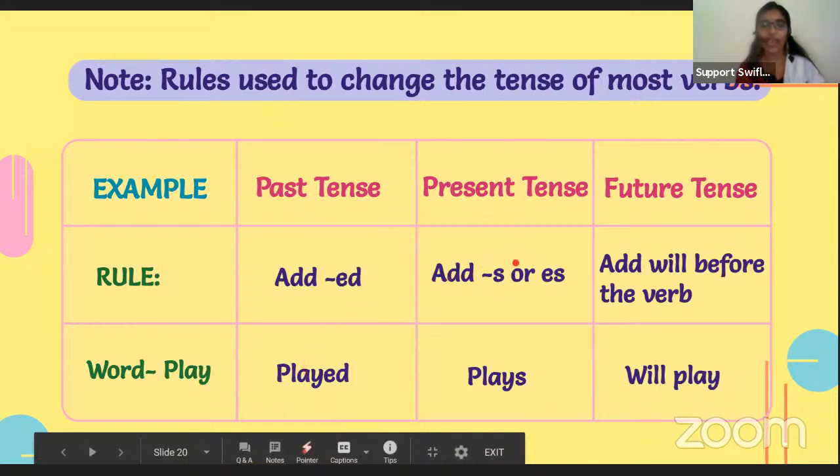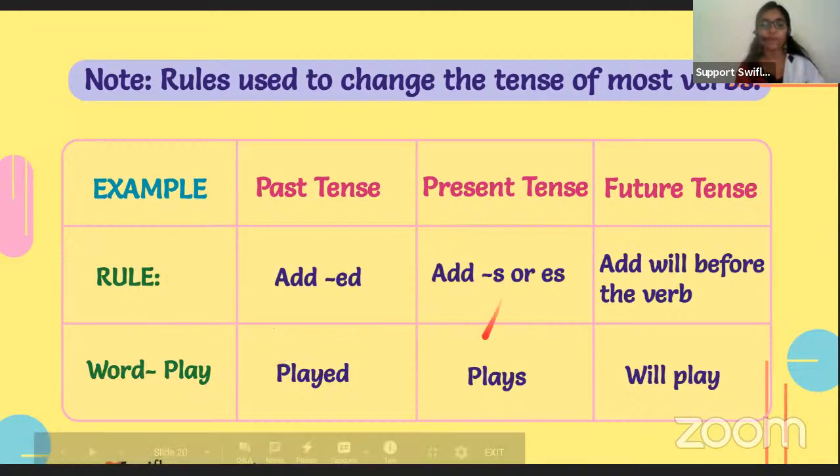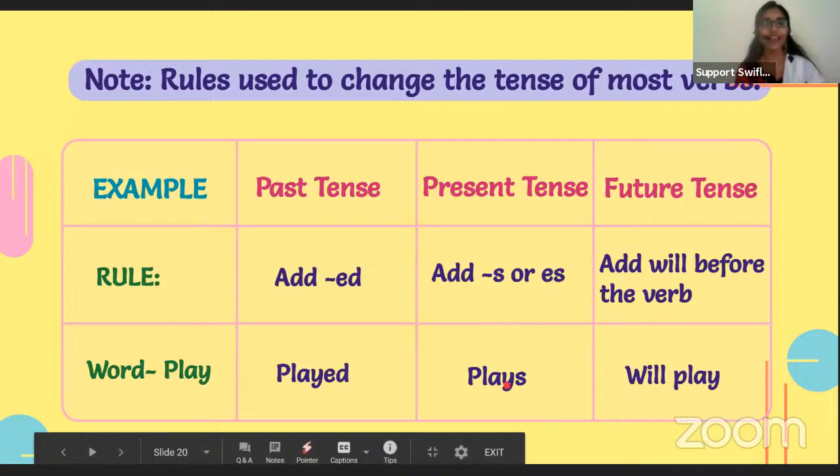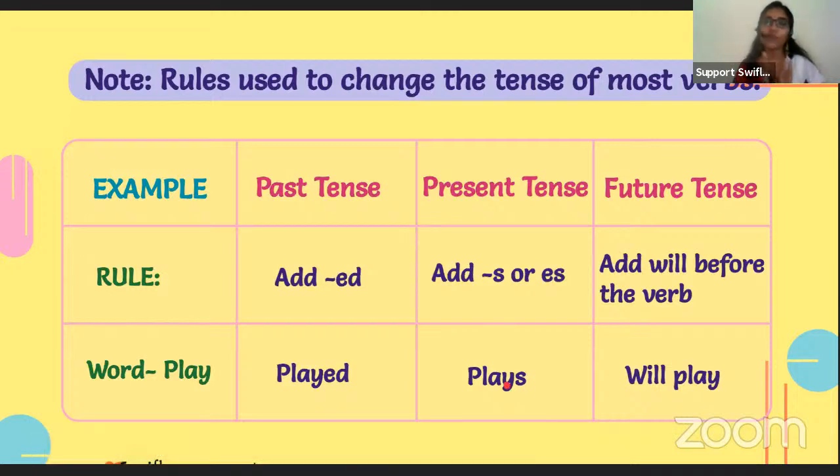And in the present tense, we add s or es. The word is play here again. So plays. And again now, the future tense. What will we do? In the future tense, we will add will with the verb. So it will become what? Will play. I hope this is very simple and very easy. Everyone clear? Again, I repeat: in the past tense, we add ed with the verb. In the present tense, we add s or es with the verb. And in the future tense, we will add a will before the verb.